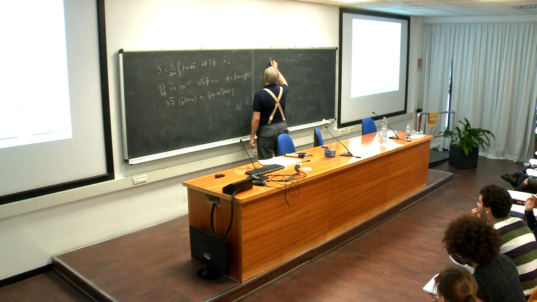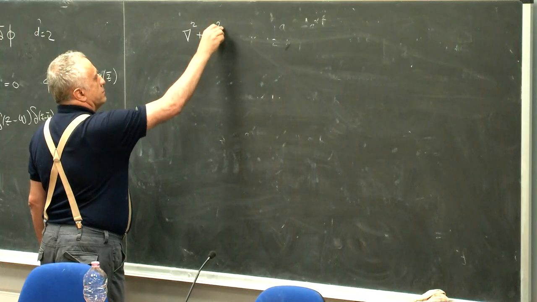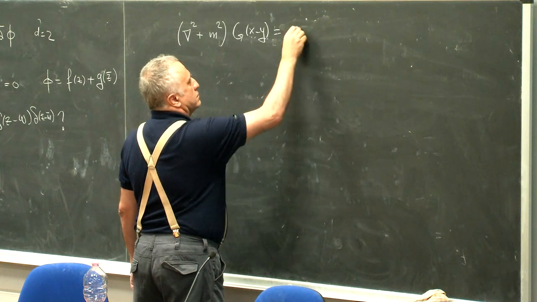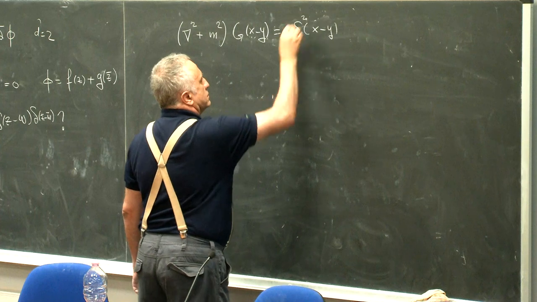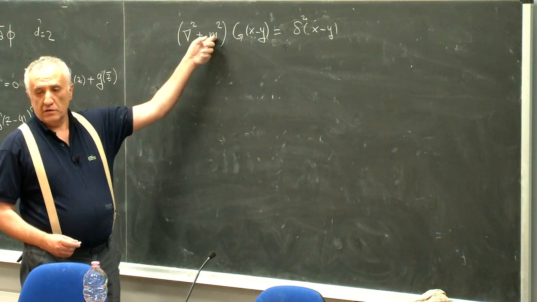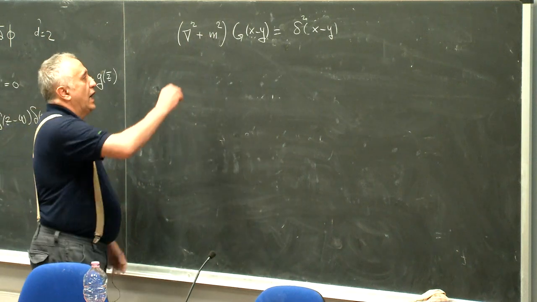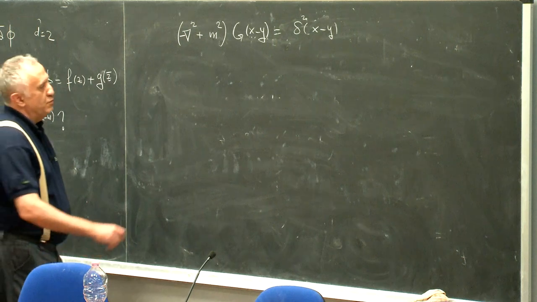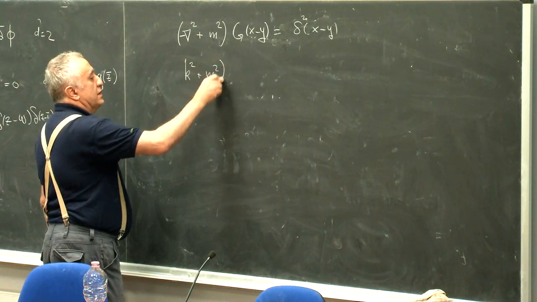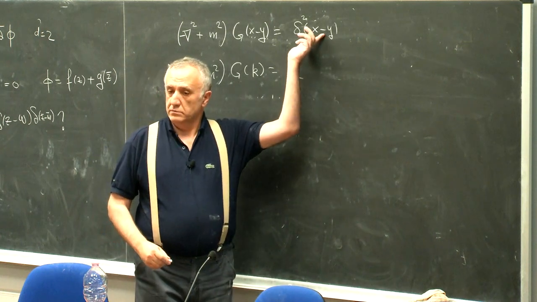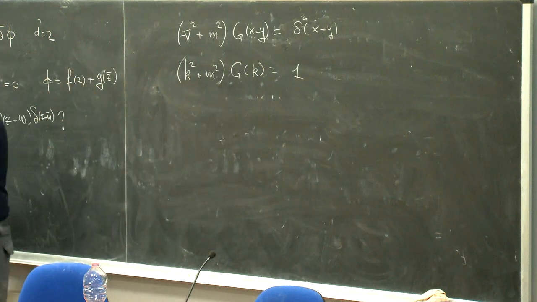Take a differential equation like this. I take this to be a two-dimensional problem so that it is similar to our problem. But I put in an extra constant here to make it a little harder, and a negative sign here. I want to find the green function. So what I do is that I take a Fourier transform. Take a Fourier transform, you get k squared plus m squared times the Fourier transform of g is equal to 1. Fourier transform of delta function is 1. So this equation is now algebraic, easy to solve.